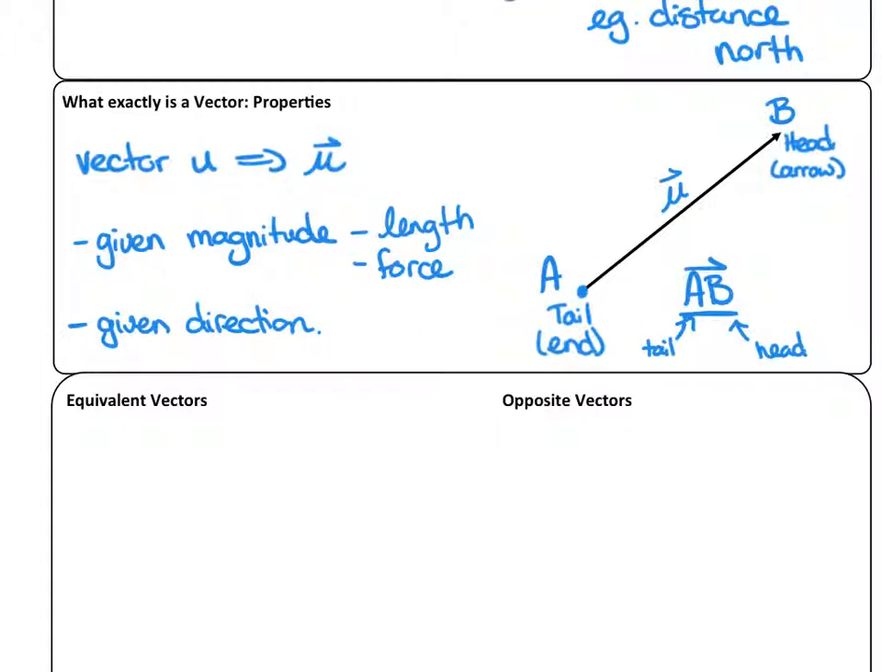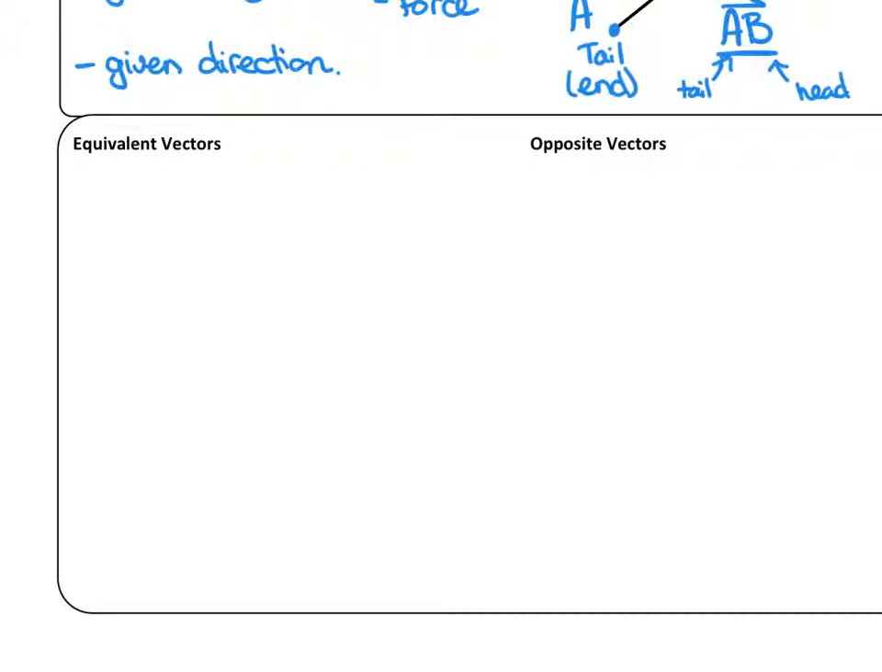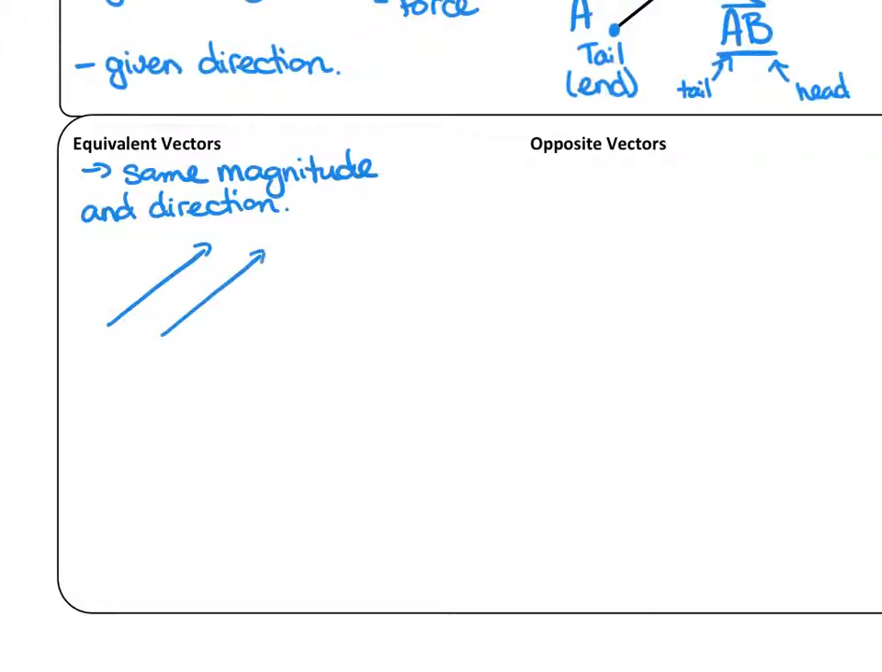A couple things to keep in mind. Equivalent vectors are vectors that have the same magnitude and direction. And they could be parallel. So an example of an equivalent vector would be one that goes like this and another that goes like this. Notice how they're both going in the same direction and they're about the same magnitude. If I could, I'd put them exactly the same magnitude, but for the purpose of our notes, they are the same magnitude. So notice that.